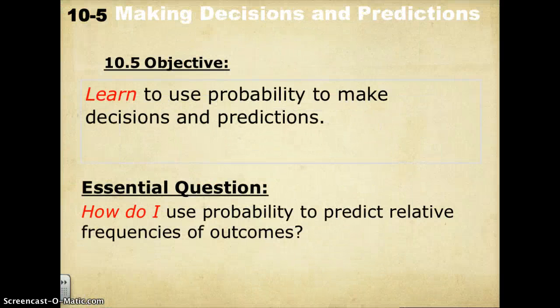Chapter 10, Section 5. Learn to use probability to make decisions and predictions. How do I use probability to predict relative frequencies of outcomes?